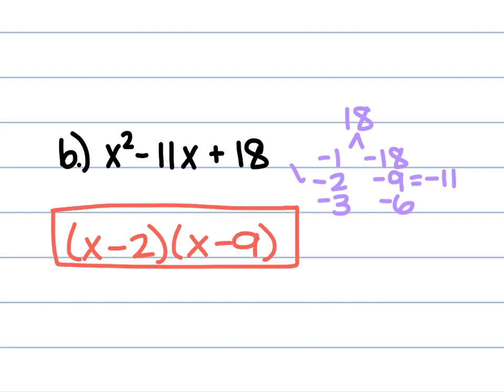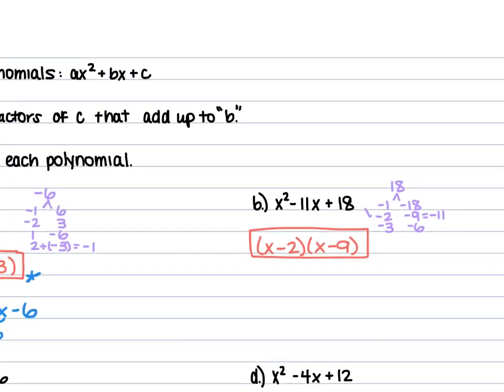Again, if you want to check your answer, FOIL this out, x times negative 9. Negative 2 times x, negative 2 times negative 9. When you combine like terms, you should end with the x squared minus 11x plus 18.